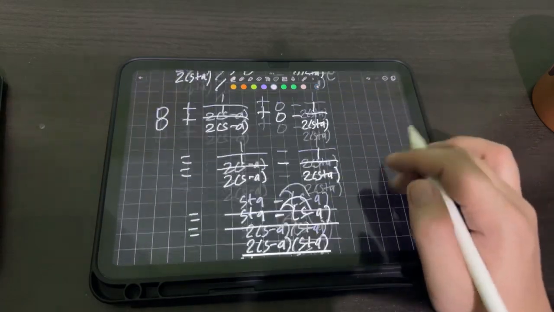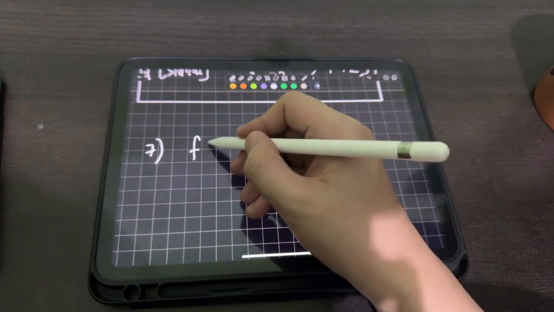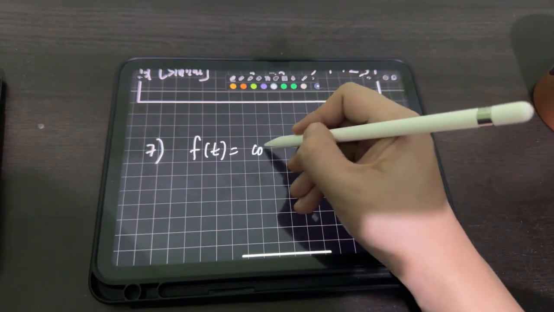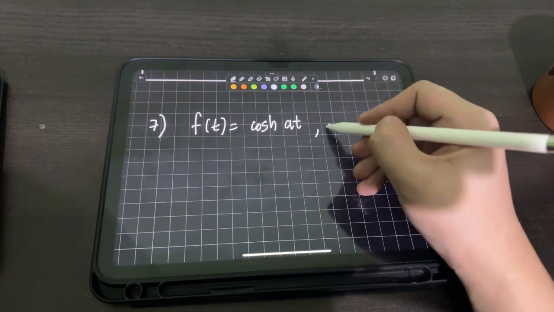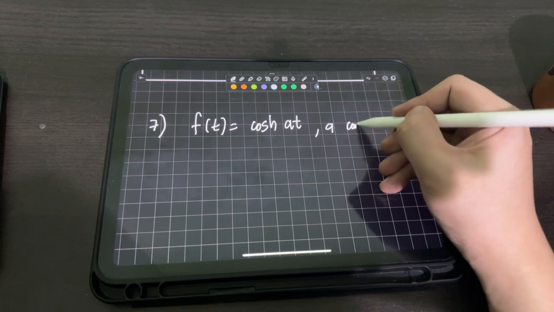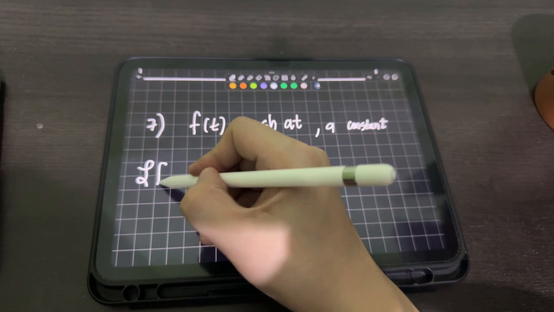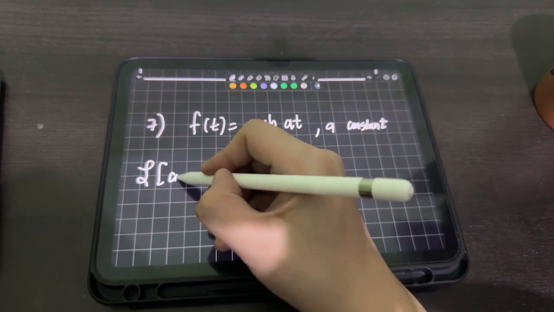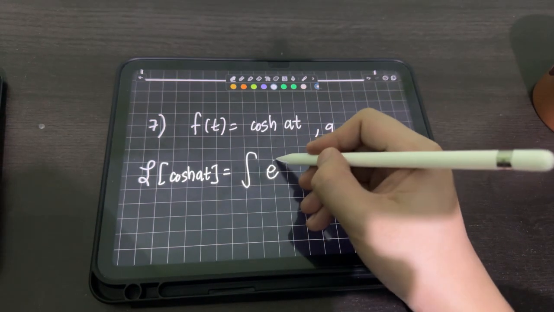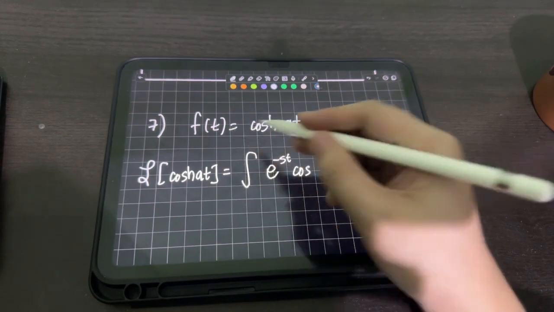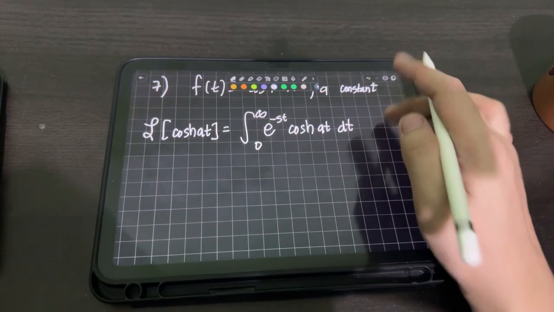Number 7. What if hyperbolic cosine at? So again, a here is any constant real number. So applying the definition for the Laplace transform of f of t, the Laplace transform of cosh at is the integral of e to the negative st times f of t, which is cosh at, dt from 0 to infinity.